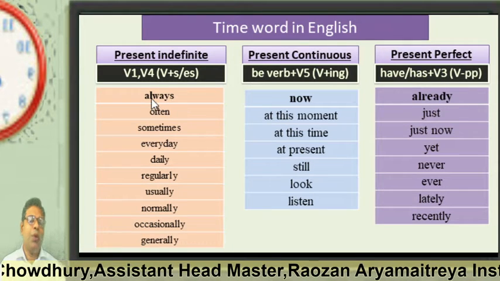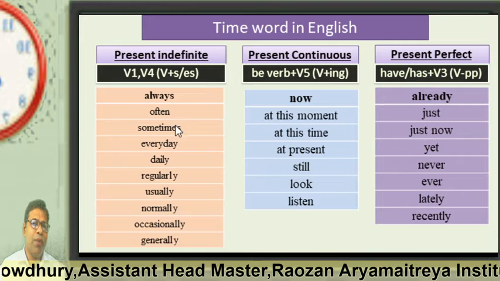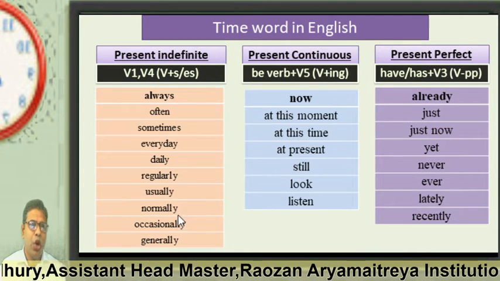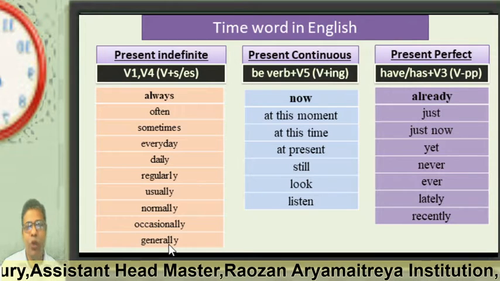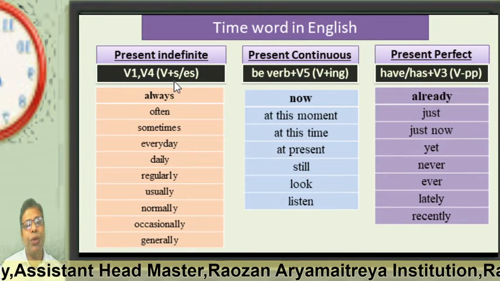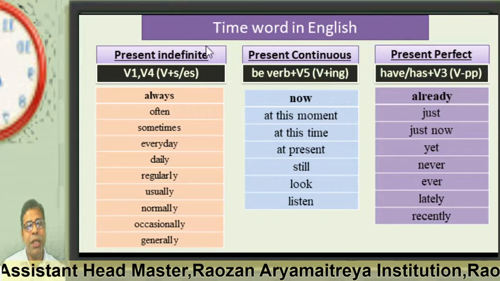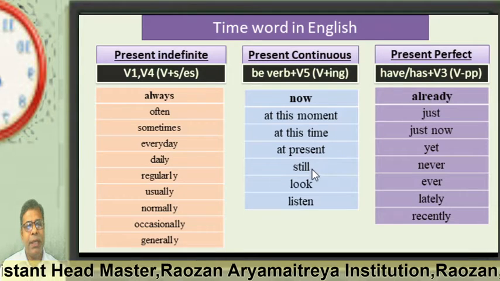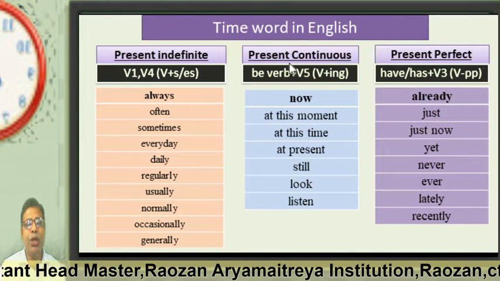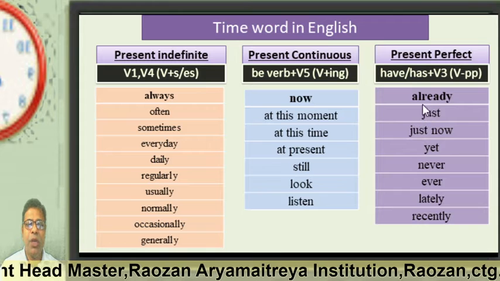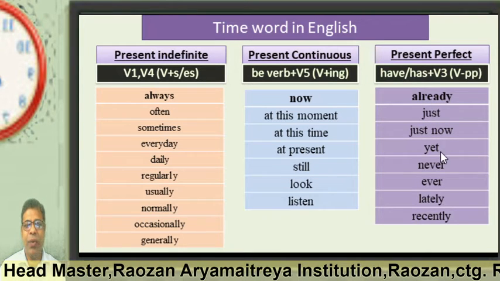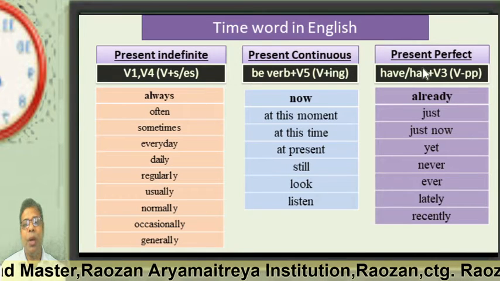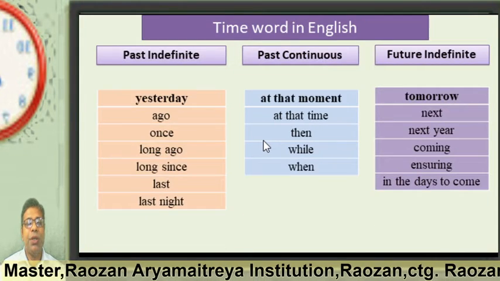You need to memorize these: always, often, sometimes, every day, daily, regularly, usually, normally, occasionally, generally. If you see them, then you need to use s/es or is. That means present indefinite. If you see now, at this moment, at that time, at present, still, look, listen, you need to use present continuous. If you see already, just now, yet, never, ever, lately, recently, you have to use present perfect. So this is the most important.